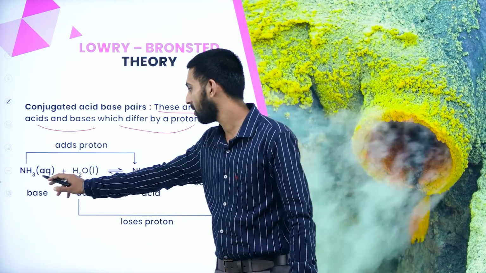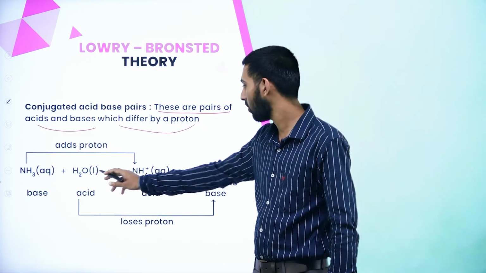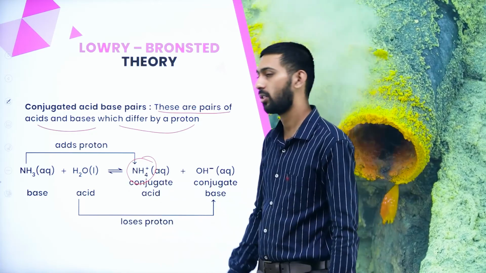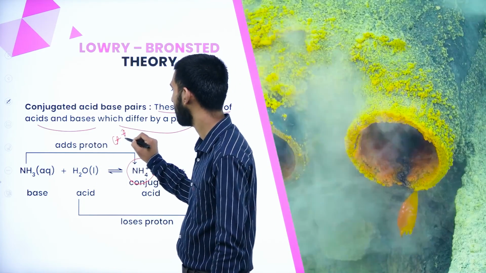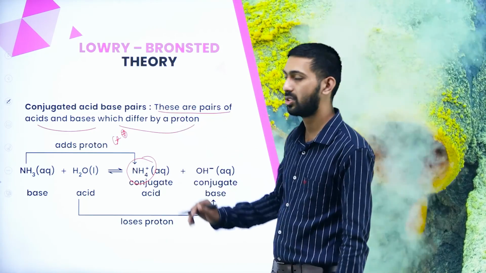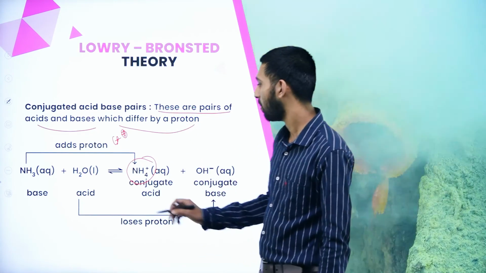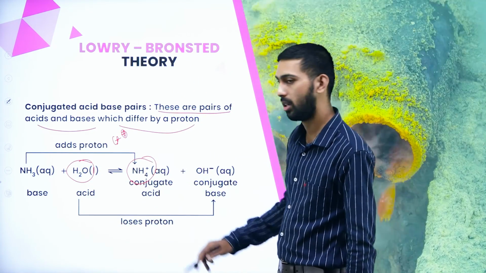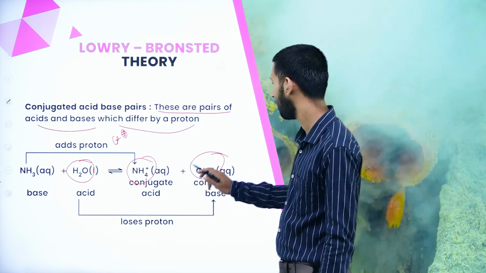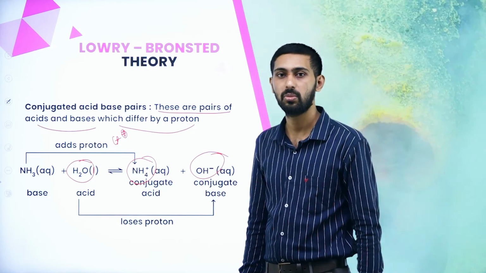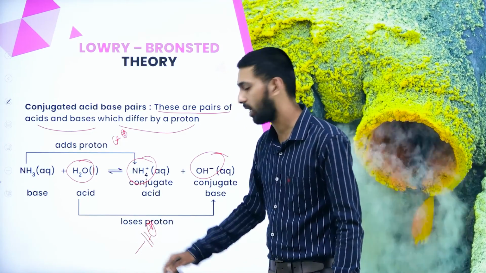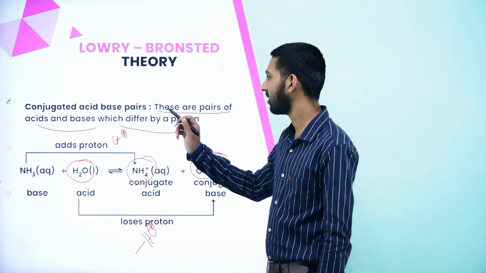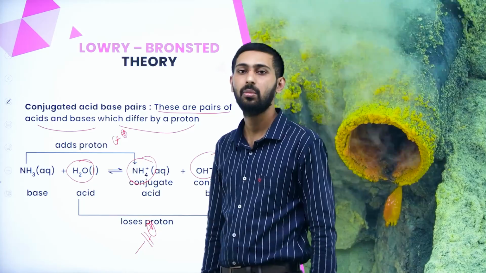Here you see ammonia reacted with a water molecule. You get the ammonium ion, the conjugate acid. One of the hydrogens increases the H plus ion. Correct, right? So that is known as a conjugate acid and base pair. But if you take the water molecule, here it has only the OH minus ion. It has lost one proton, one H plus ion. So that is known as a conjugate acid and base pair.